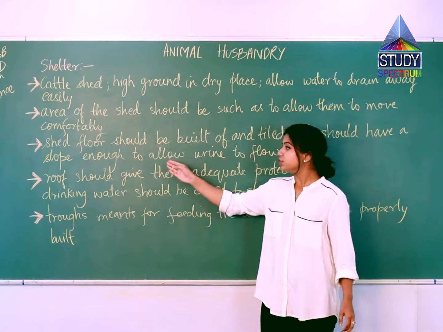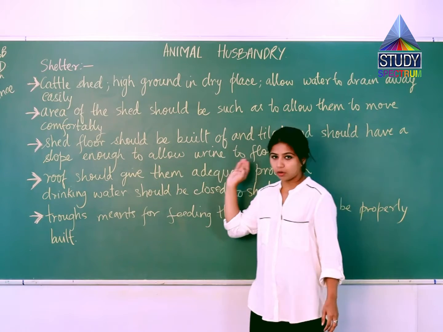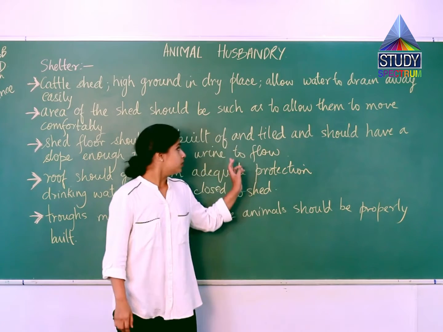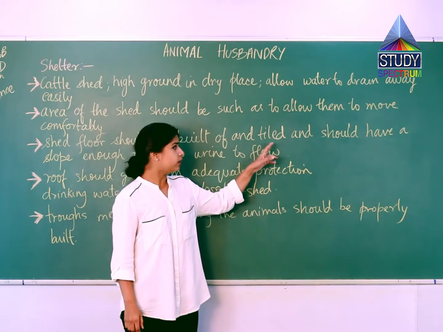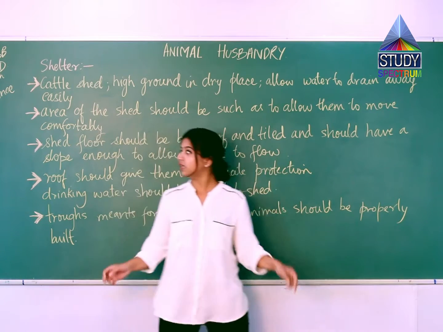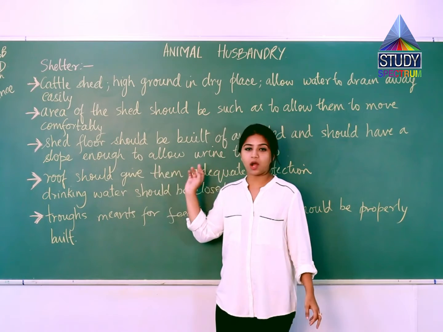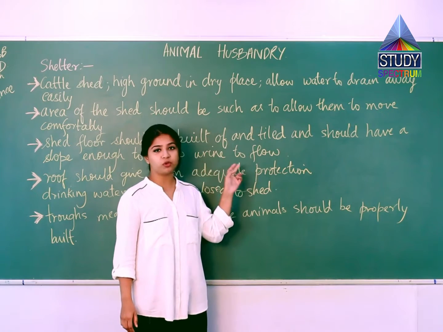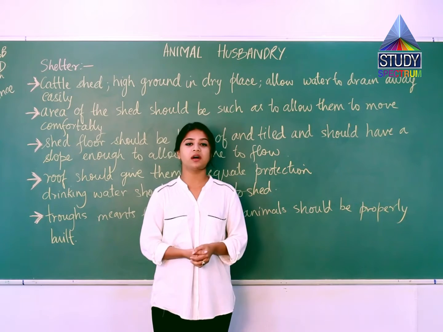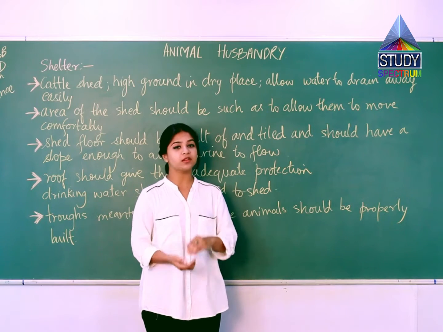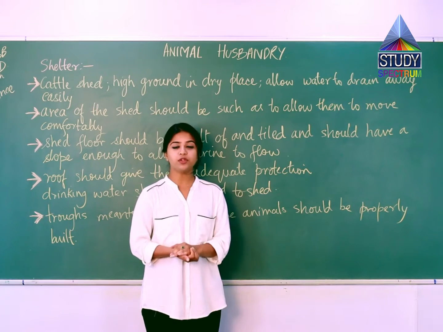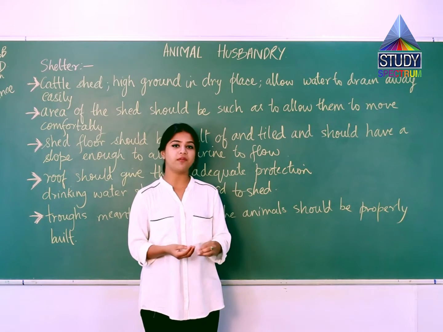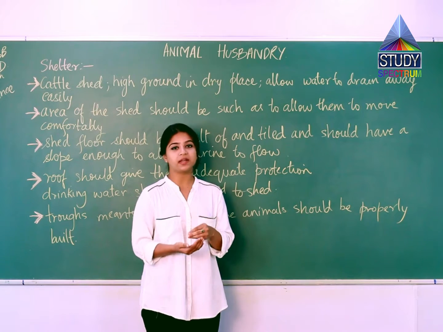The next is the shed floor should be built and tiled, and should have enough slope to allow the water to drain through it and the urine to flow through it. The shed will obviously have a roof and a floor. What needs to be done for the floor is that it should have a very open area and it should be built at a height.